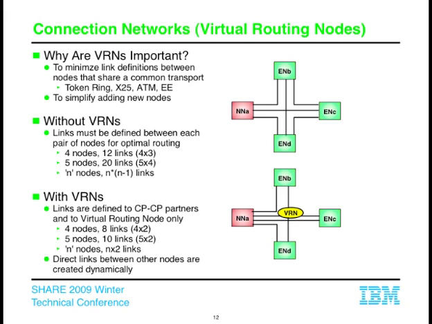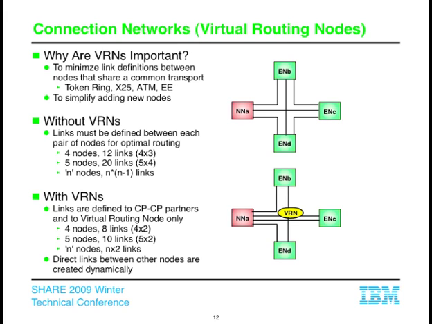If you add a 5th node to this picture, then it would be 5 nodes defining 4 links each, or 20 links. And if you define more, like n nodes to this picture, then you would basically have n times n minus 1 links. And what you see is, as the number of nodes you add to the network grows, the number of links you have to define grows exponentially. And nobody wants to do that. As their network grows, their definitions get even worse.